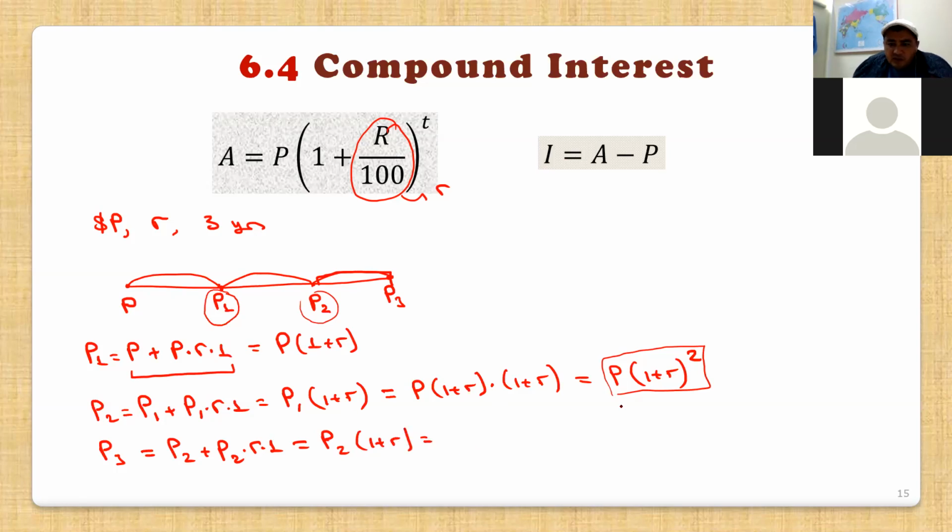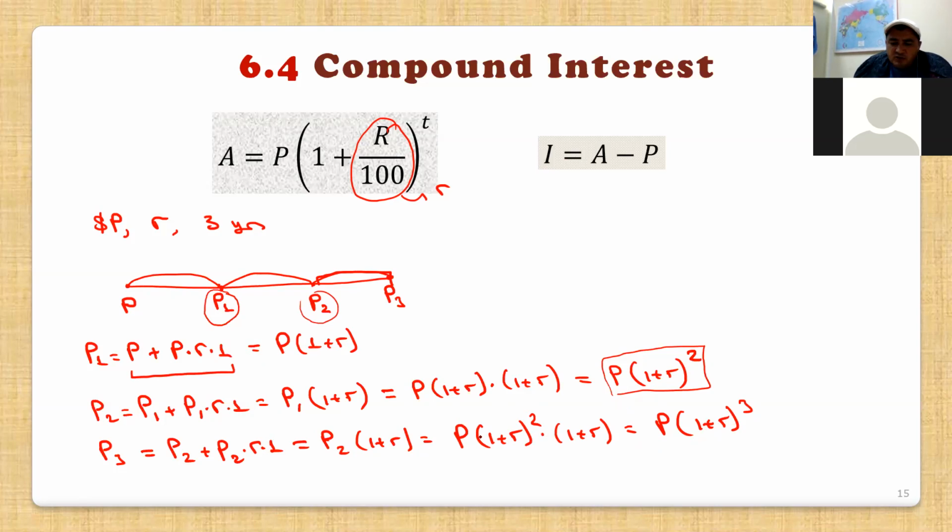In the previous step, we have already calculated P2. P2 equals P times 1 plus R squared. So let's write P times 1 plus R squared, and I have one more 1 plus R. If you simplify this, we have 1 plus R cubed. So if you invest your money for 3 years, here we have 3. For 2 years, here we have 2. Here we have 1, and here we have 1.